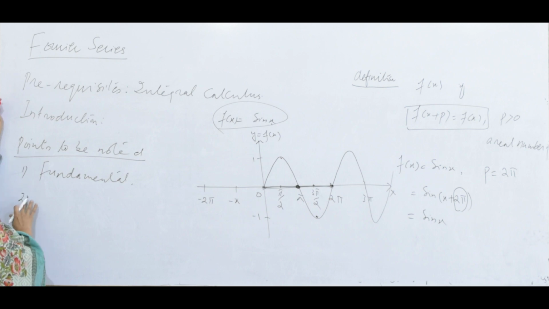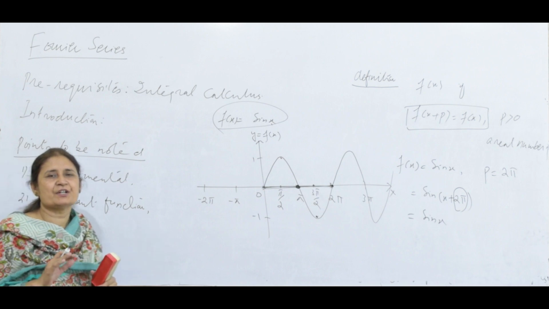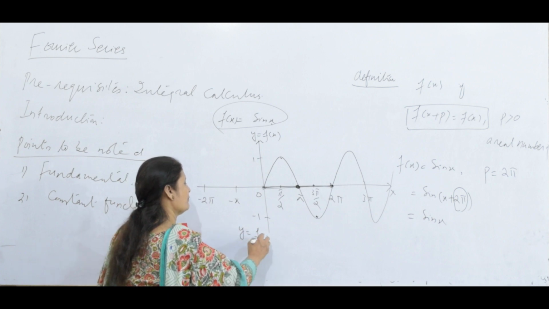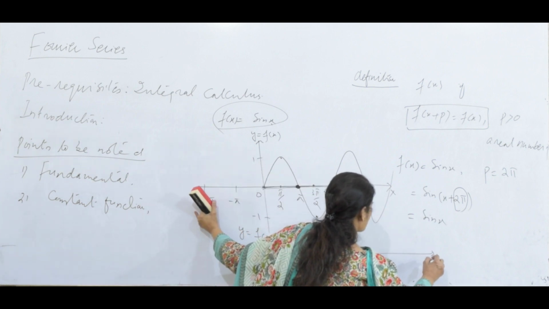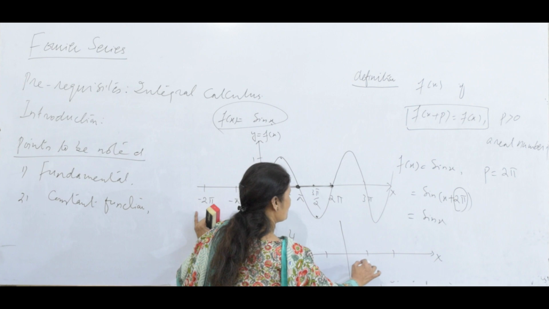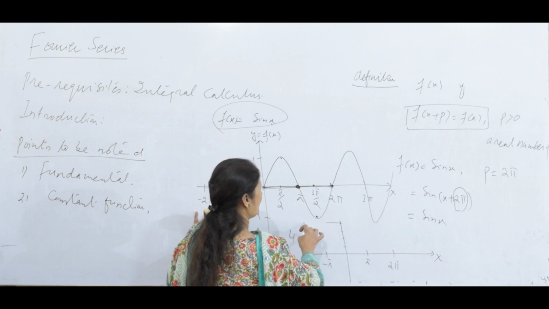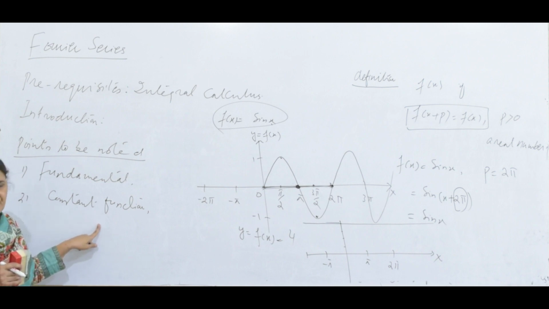Number 2, a constant function. A constant function does not have any fundamental period. Suppose I have y equals f of x equals 4. Let me have a constant function, and if I sketch this constant function, I'll have pi, 2 pi, and constant values 1, 2, 3, 4. This is the line, the constant function. So the constant function does not have any fundamental period. This is the second point.